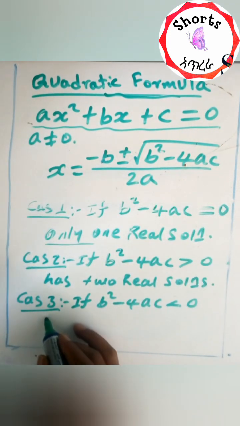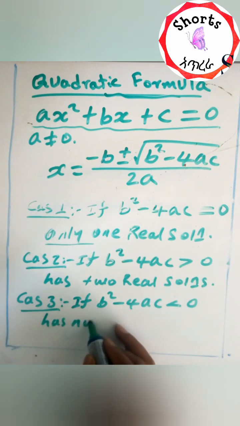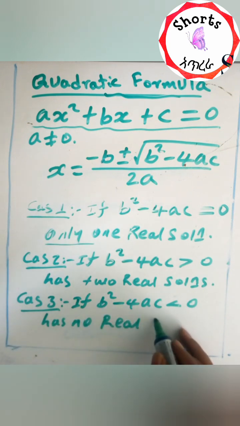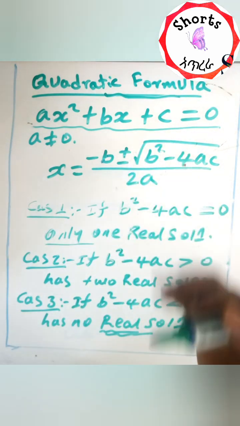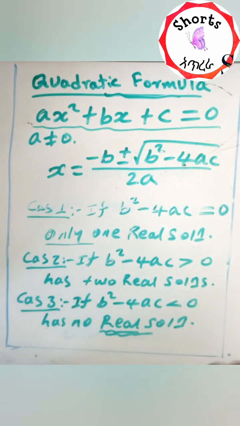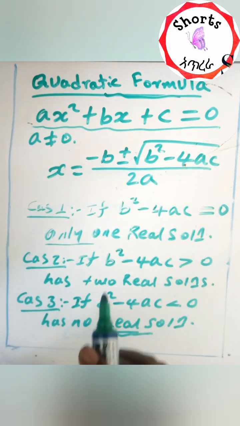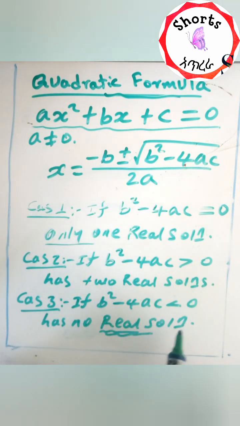Therefore, in this case, the quadratic equation has no real solution. We are discussing the equation under the set of real numbers, therefore it has no real solution. But in the complex number system, this type of equation may have a complex solution. In the case of real numbers, the quadratic equation of this form will have no real solution when b square minus 4ac is less than 0.